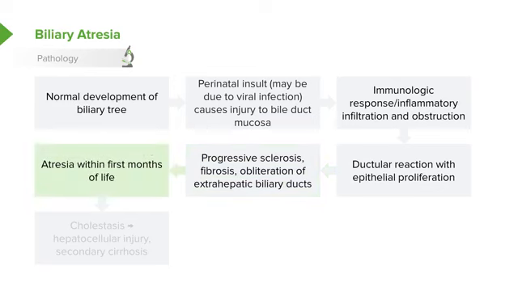This usually happens within the first month of life and leads to a cholestasis, essentially an inability to get bile through those ducts, leading to a backup, which results in hepatocellular injury and a secondary cirrhosis.